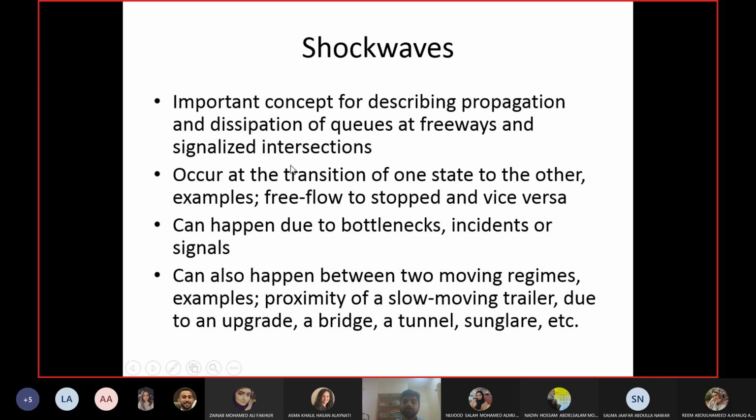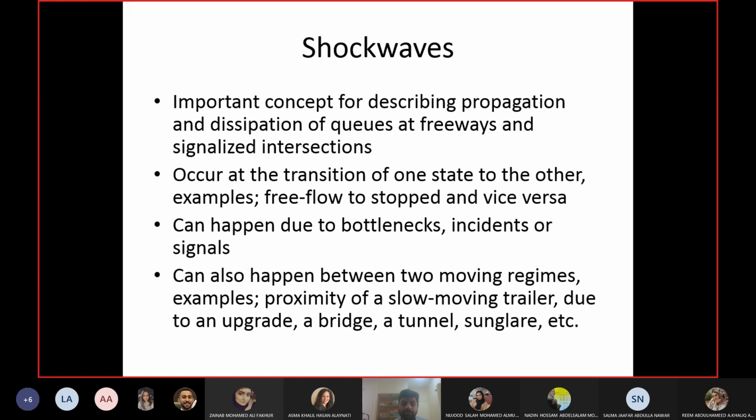Now we move on to the vehicle kinematics. Again, if you want to see it in more detail, then we have covered it in the traffic engineering and highway engineering courses. Okay, this is something new which we will cover in this course, which is shock waves. Now shock wave is an important concept. It's an important topic when you are studying the propagation or dissipation of queues, how queues are made and how they are dispersed in traffic, how queues build up and how they are dissipated. So that is understood by the concept of shock waves.